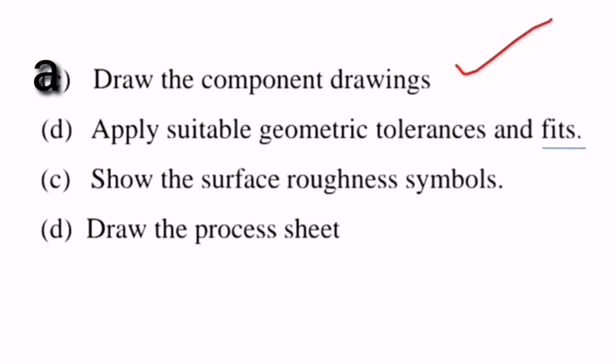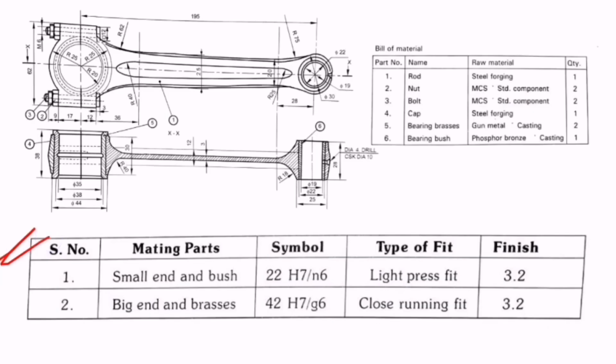So we drew the component drawings, and we finished this process sheet. Next is the type of fit table. It shows the mating parts, how many mating parts there are in the given question. The first one is small end and bush. This is the small end and this is a bush. These two are mating together, so its fit is light press fit.